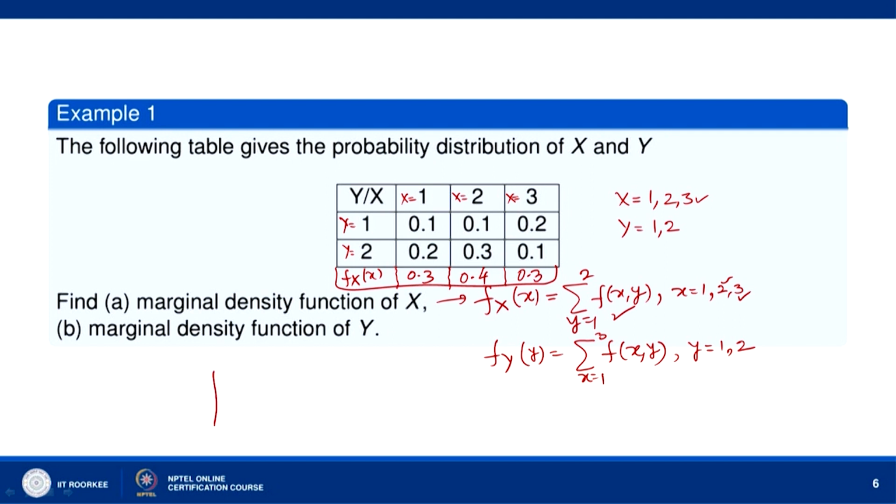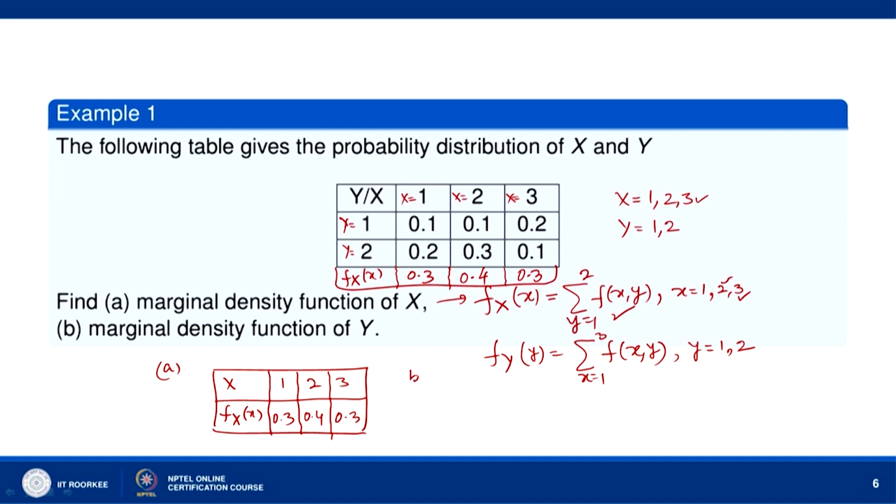So we can say the marginal density function of x, the part A. We have values of x here and we have f_X(x) here. Values of x are 1, 2, 3, and the values of f_X(x) are 0.3, 0.4, 0.3. So this is the answer for the part A. This is the marginal density function of x.